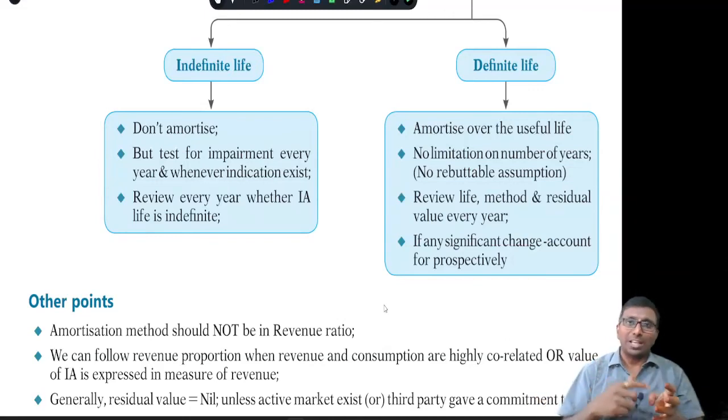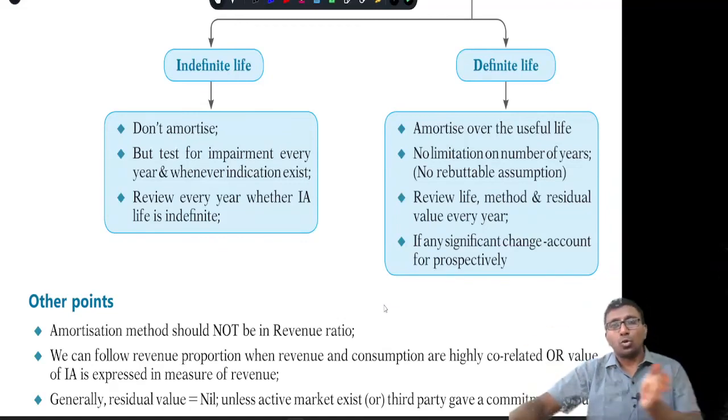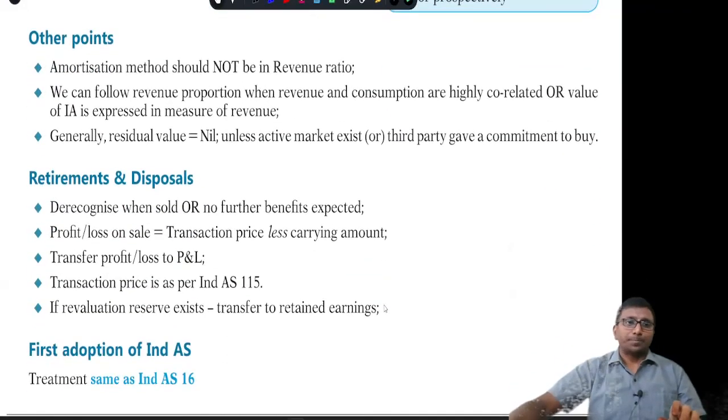And you have to review the life, method, and residual value of the intangible at every year end. If there is any significant variance, then you are supposed to follow the prospective approach, that is, the remaining book value over the remaining life in the new method, considering the new life and the new residual value. You are supposed to do it, right?